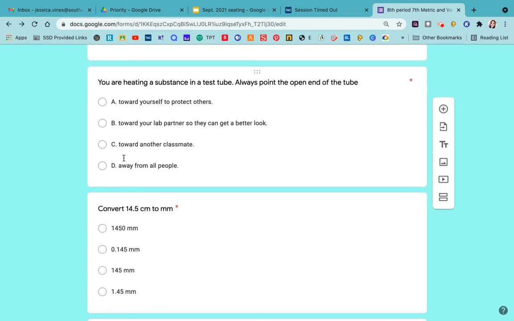Think of your lab safety rules. You're heating a substance in a test tube. Always point the test tube end toward yourself to protect others, toward your lab partner so they can get a better look, toward another classmate, or away from all people.